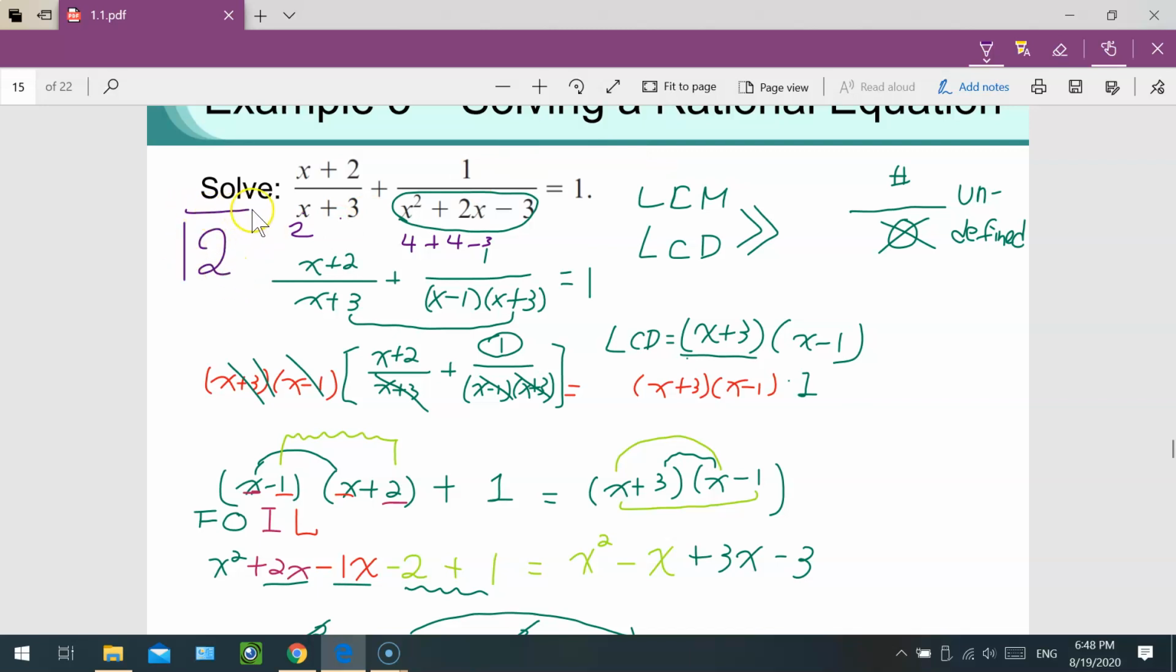2 is a solution for this rational equation. It's a conditional equation. Yeah, we saw it. Okay, so this would be the rational equation.